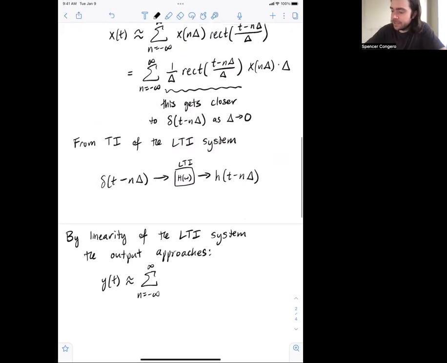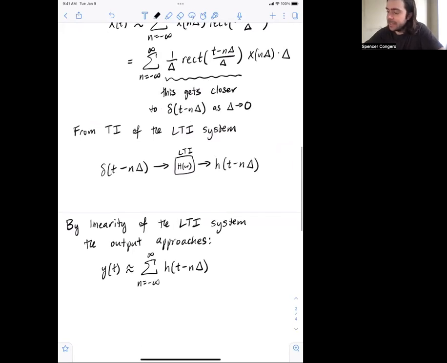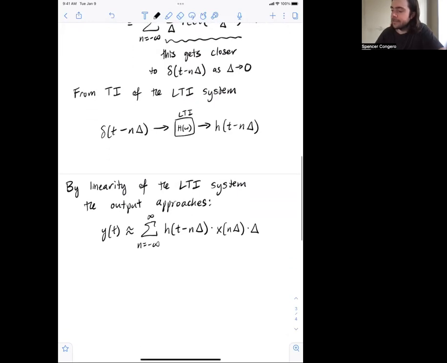Well, all these functions are getting closer and closer to delta of t minus n delta, big delta. We just saw that when I put that through the LTI system, I got a bunch of terms that look like that. So I'll write those in, h of t minus n times big delta. And then all I'm doing to those terms is scaling them and summing them up, right? And so by linearity, I should get just all of these outputs scaled and summed in the same way. So times x of n big delta times delta.